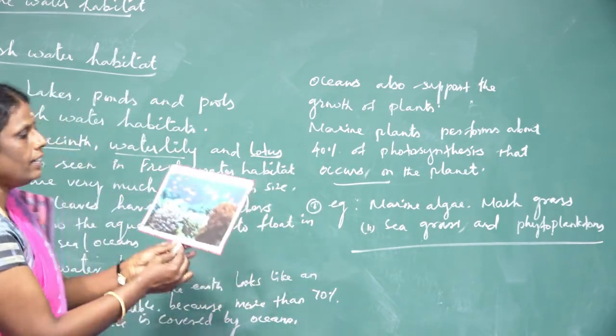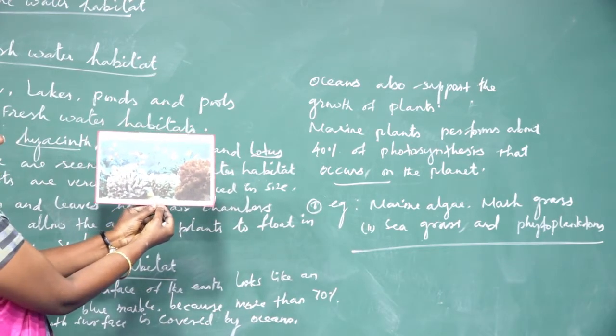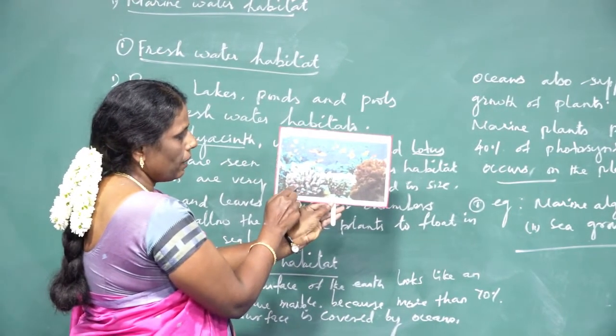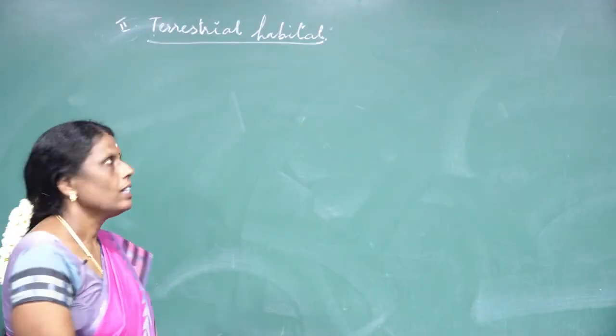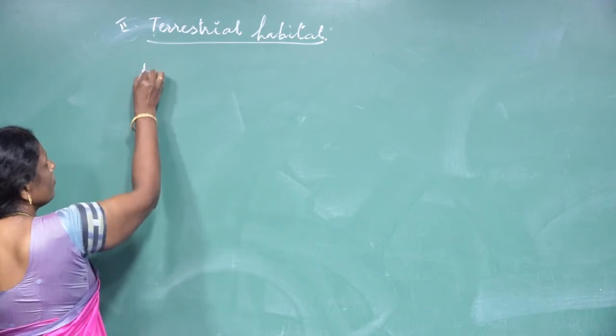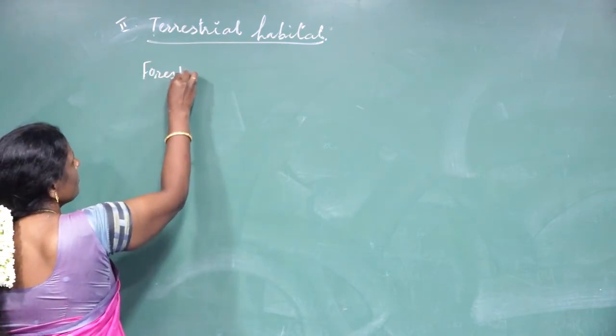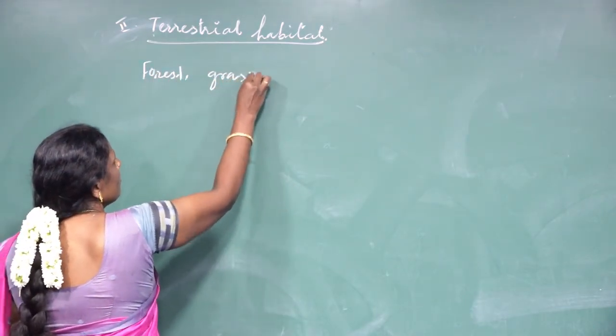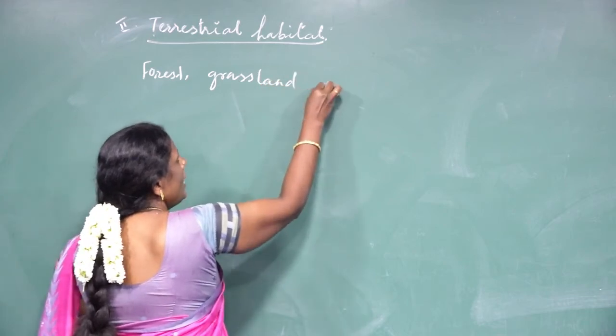Look at this picture, children. It is the marine water habitat. They are living and adapting for this habitat. Terrestrial habitats are found on land like forest, grassland, and desert.